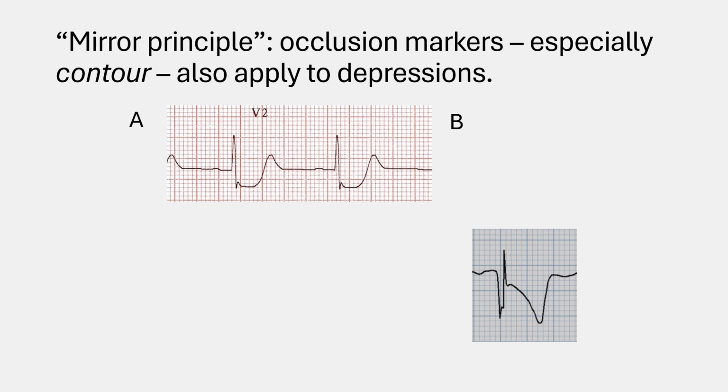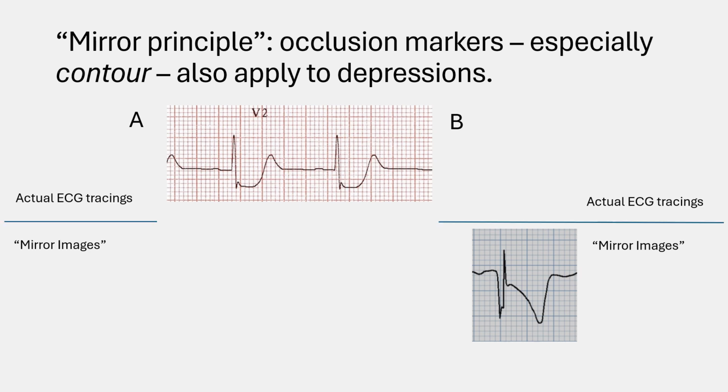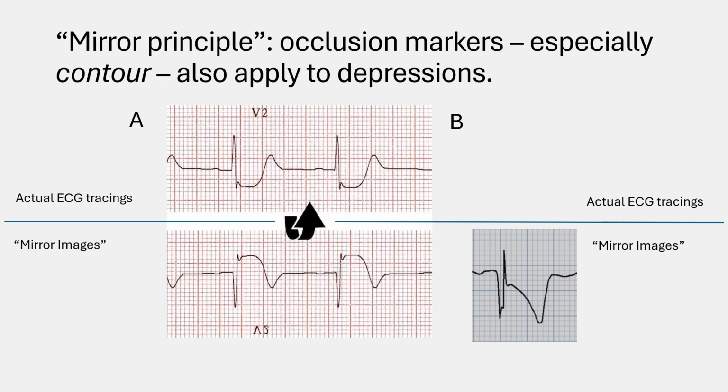So I have shown you two images here, but only one of them is from an actual ECG. That one is image A. Image B is an inverted image of the same tracing B that I used to demonstrate reassuring T-wave contour in our last video.